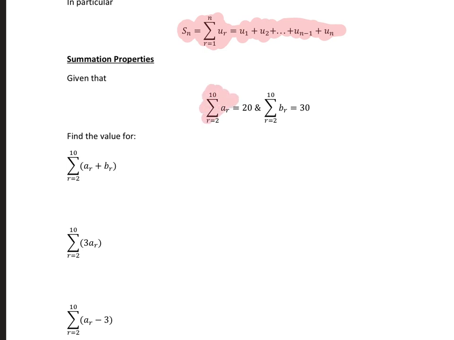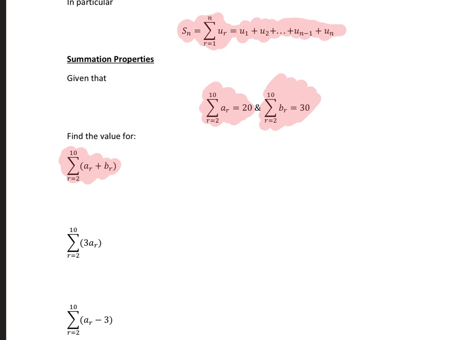So let's just look at this. I have the series of a sequence AR from 2 to 10 is 20, and the series from 2 to 10 of a different sequence BR is 30. So we've got 2 different sequences, AR and BR, and the sum from the terms 2 to 10 are 20 for A and 30 for B. And we want to find the value of AR plus BR.